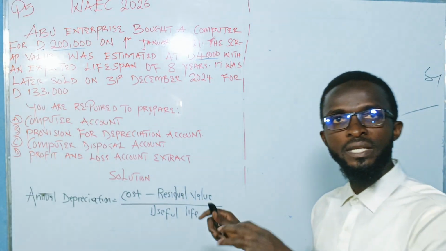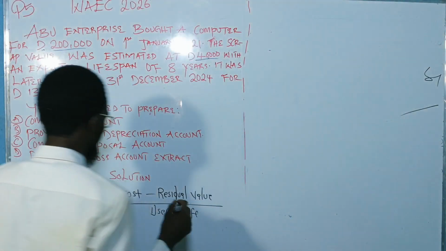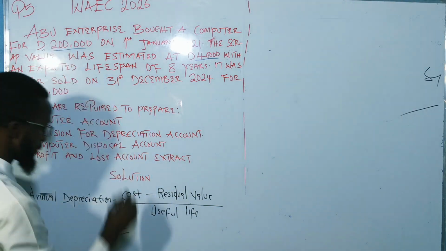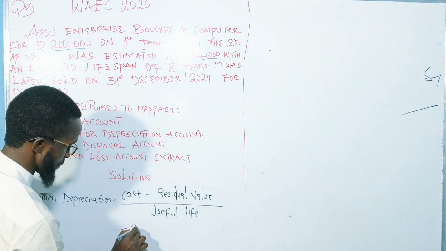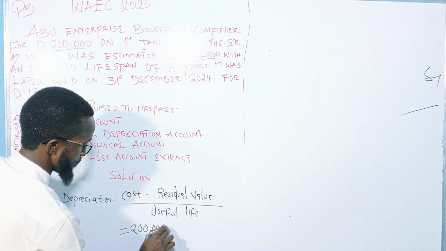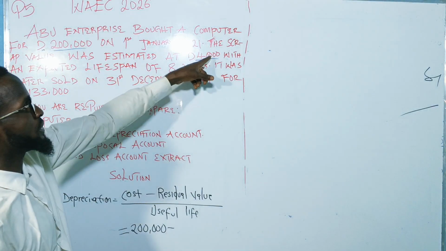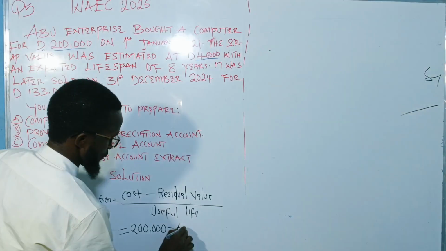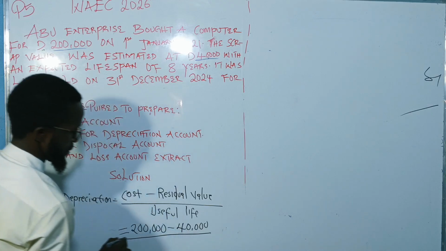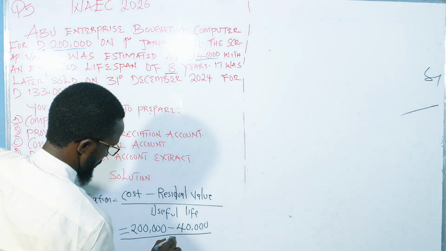So let's just insert the figures and get our answer. This will be equivalent to cost. Our cost is $200,000, minus residual value. The residual value is 40,000, given in the question, all over the useful life of the asset, 8 years.